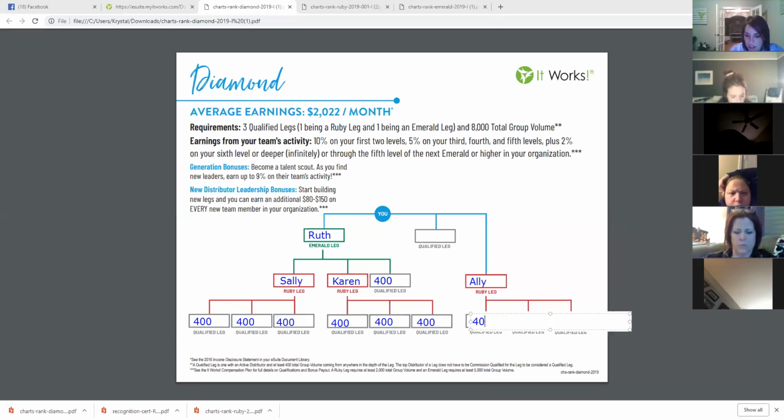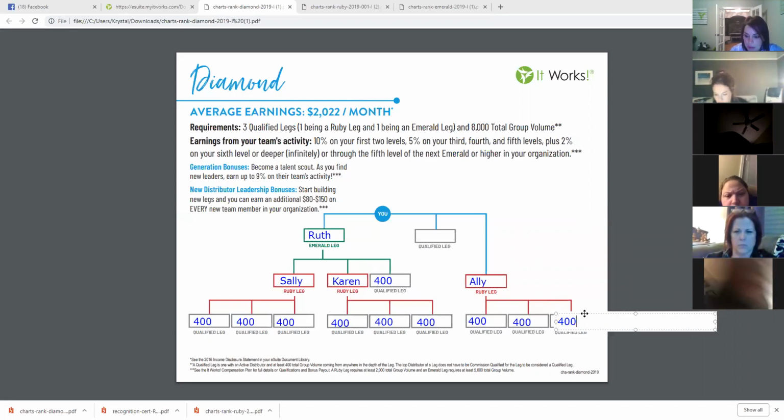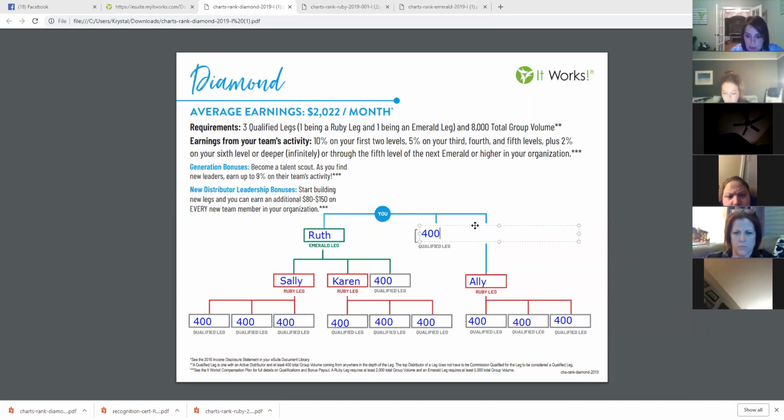So we're gonna fill in Allie's boxes. Allie has 3 distributors that are 400 in volume. And there's something that's different for diamonds, so stick with me, okay? And then you have your 3rd leg that is 400 in volume as well. Okay, so we know for an Emerald leg, this is going to take care of 5,000 GV, because that's what we needed for Emerald.